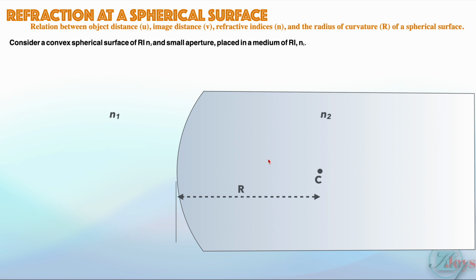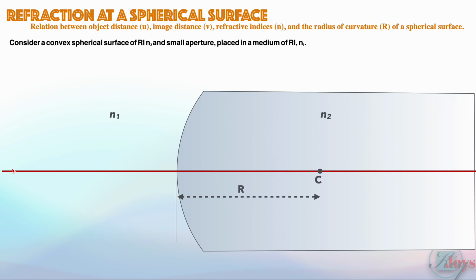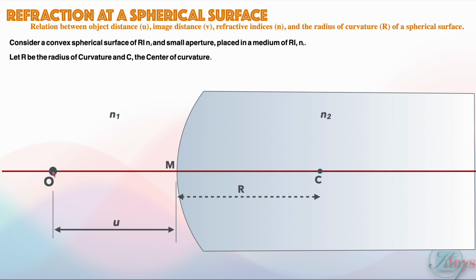Now to understand the image formation, let us consider the principal axis first. The principal axis is a line which passes through the center of curvature C and the pole of the curved surface. The pole is of course the geometric center of this curved surface. Now let us have a point object O on the principal axis, at a distance called the object distance, measured from the pole M to the object O. That is u, the object distance.